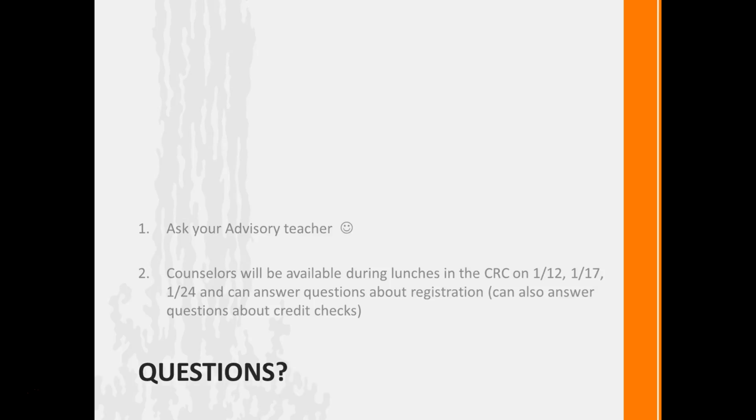So if you have questions about this credit check, wondering if you're on track, you can always look at the credits earned versus possible credits. If you're tracking right along with the number of credits that are possible, you're very likely on track to graduate. But if you do have questions, you can absolutely ask your advisory teacher.